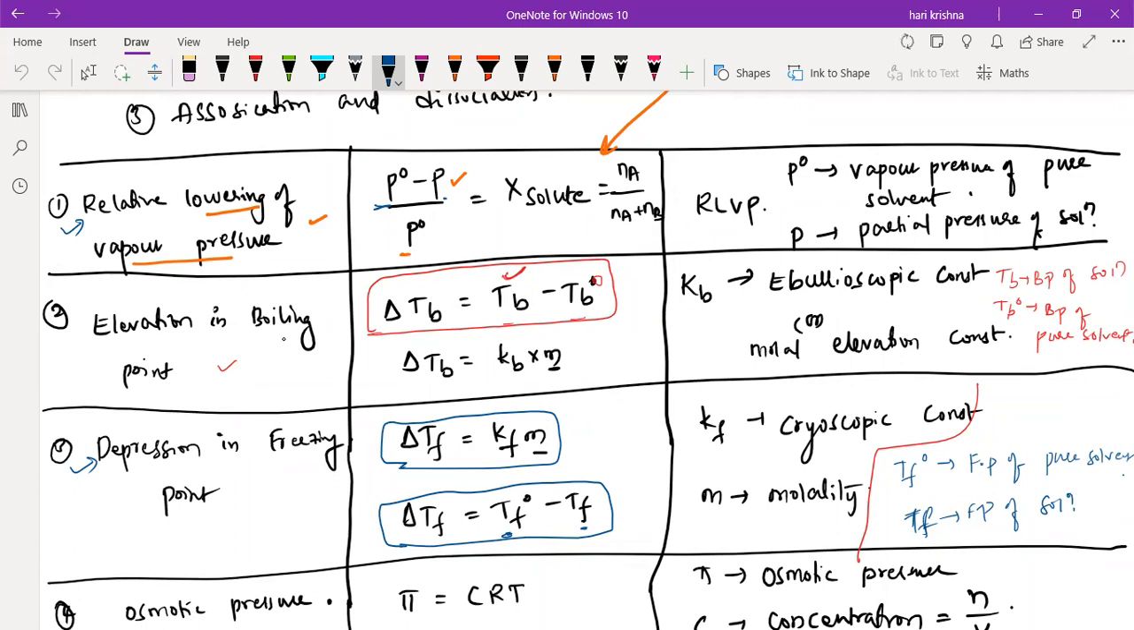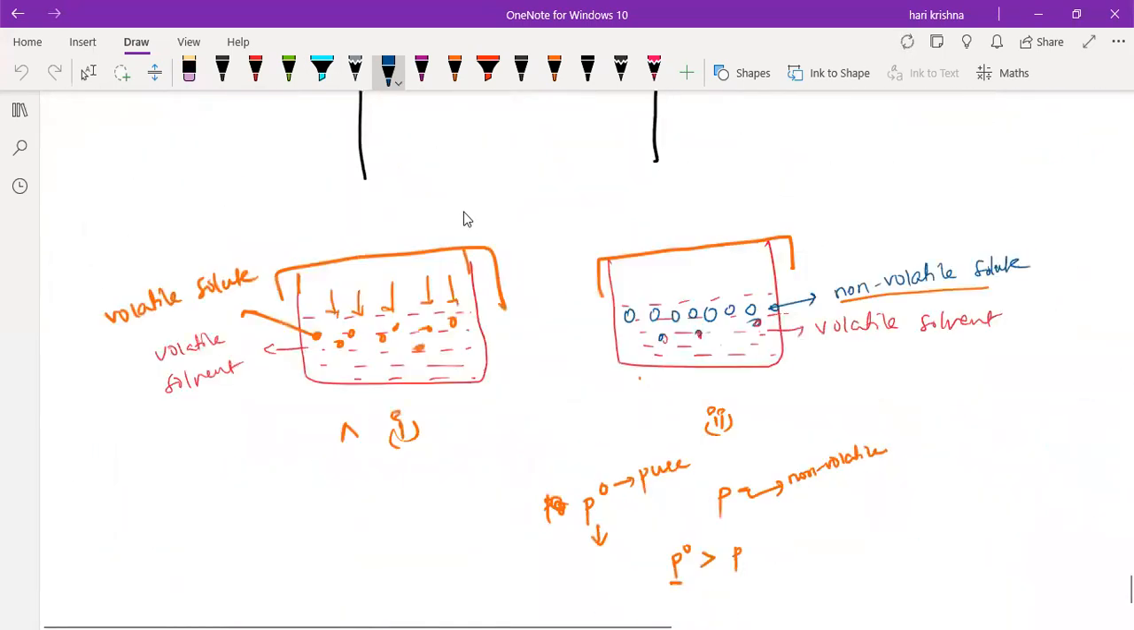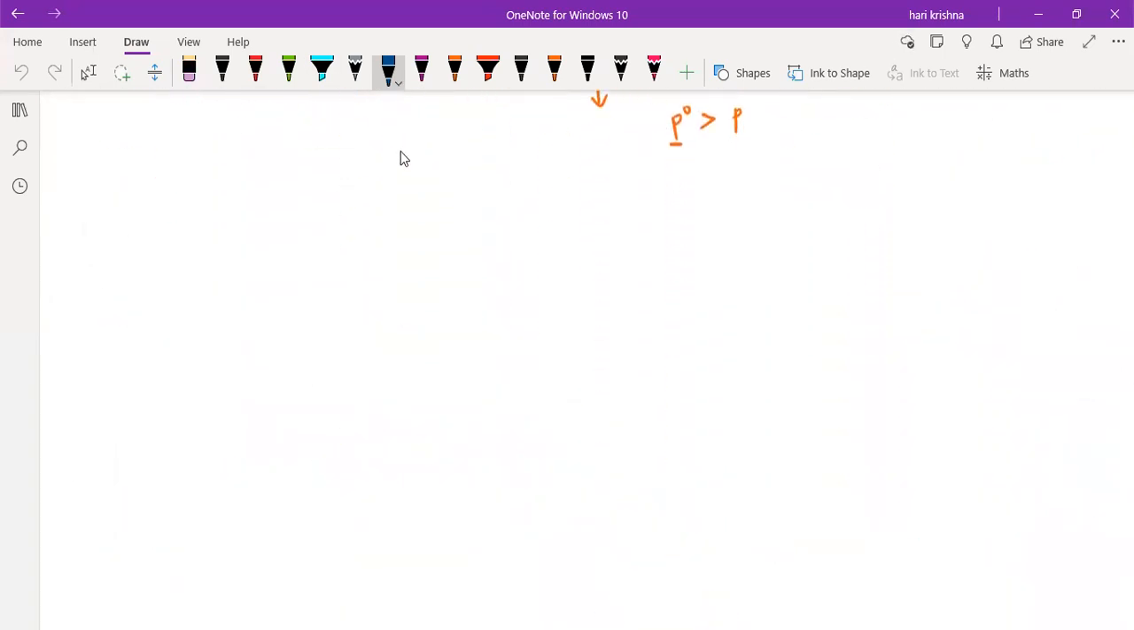So the fourth property is osmotic pressure. See here, we already know the reverse osmosis process applied for desalination of water. That means for purification of the water we apply the reverse osmosis process. First we'll study osmosis. What is osmosis?